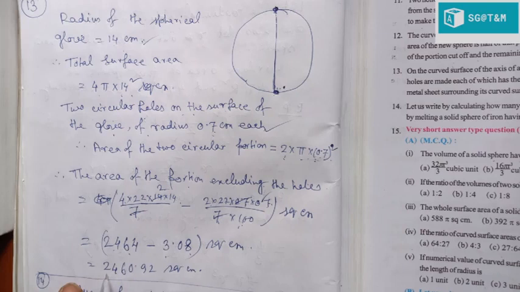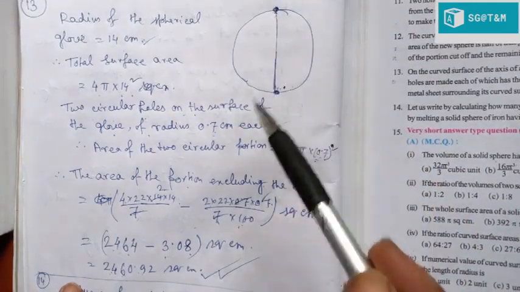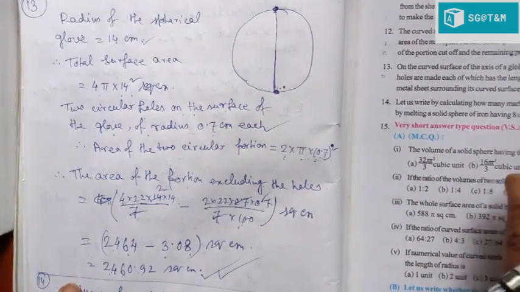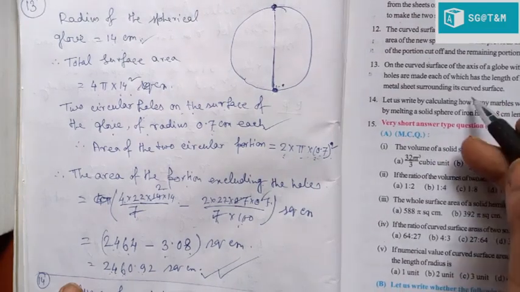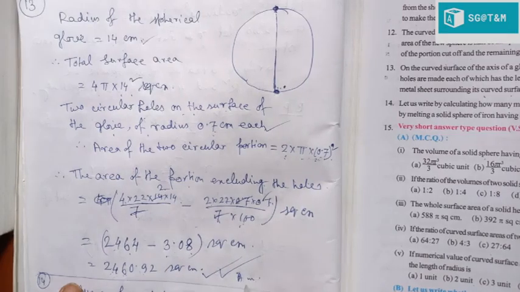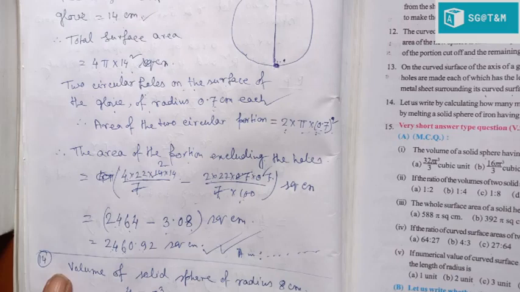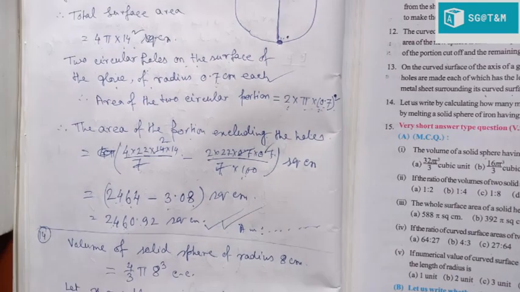After subtracting we get 2460.92 square centimeter. This is the area of the portion excluding these holes. The remaining surface area of the curved surface of the globe is this. Write down the answer at last, the surface area of the globe. Okay, you must write the answer. It is for you.